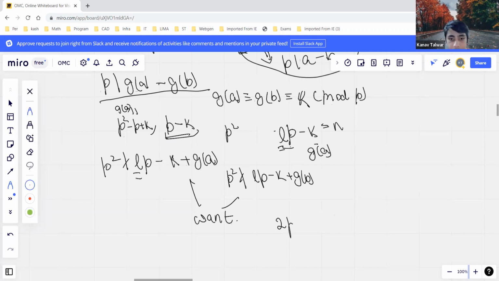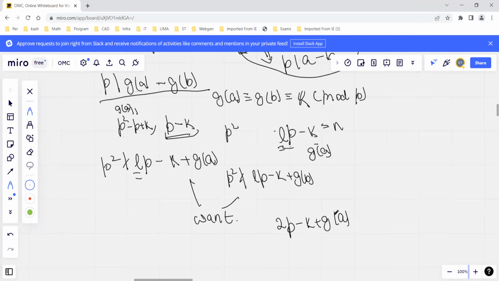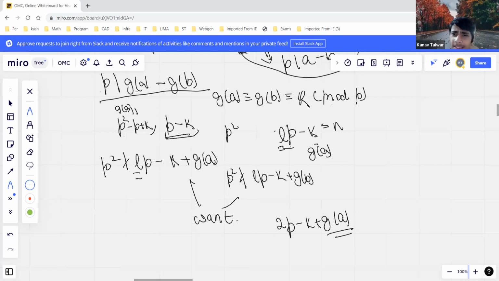Let's think about this. 2P minus K plus G of A. Why should this work? Because if P is an odd prime, then what will happen is 2P minus G of A is equal to K as well, right? So, oh, actually, G of A is congruent to K mod P. Okay, so then what will happen is then 2P minus K plus G of A.